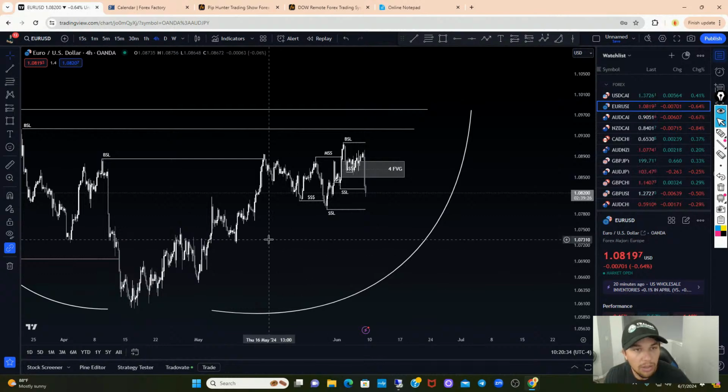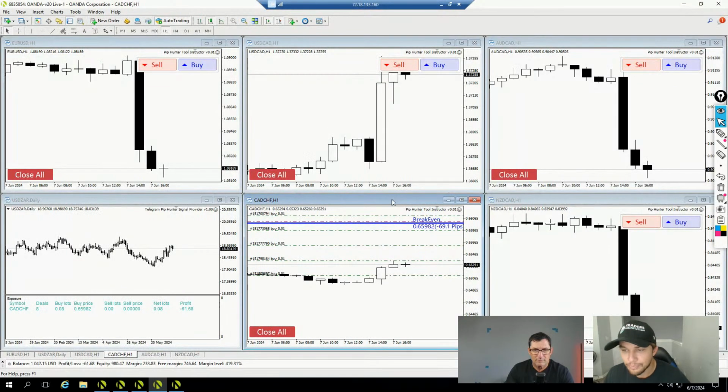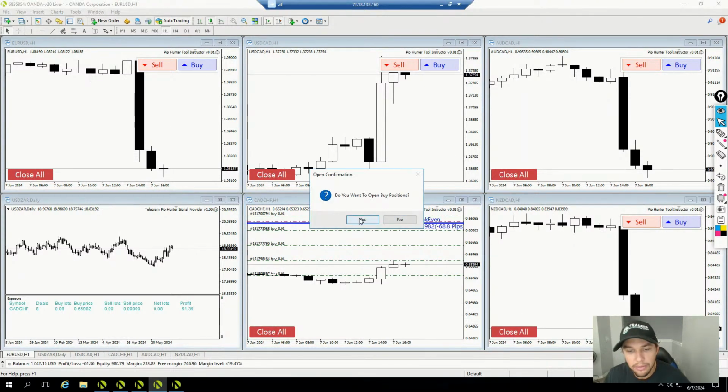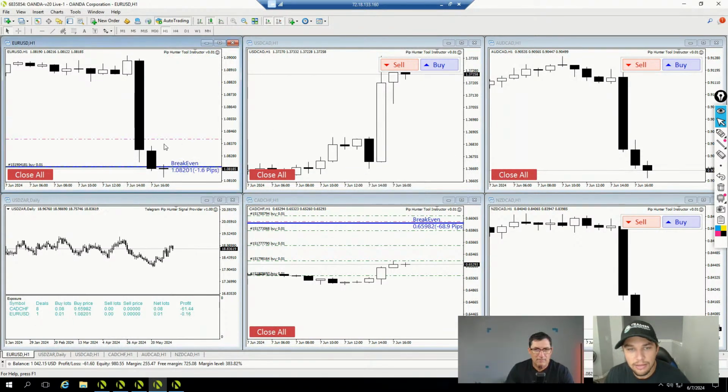So we're gonna go long here on the euro US dollar, and I'm gonna use this Pip Hunter tool to implement this trade by just clicking a button. And this tool will manage those positions for me. It will get in that second position for me at 25 pips and be looking to target 20 net pips.